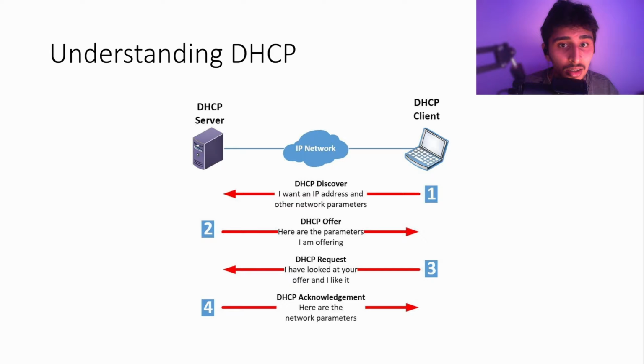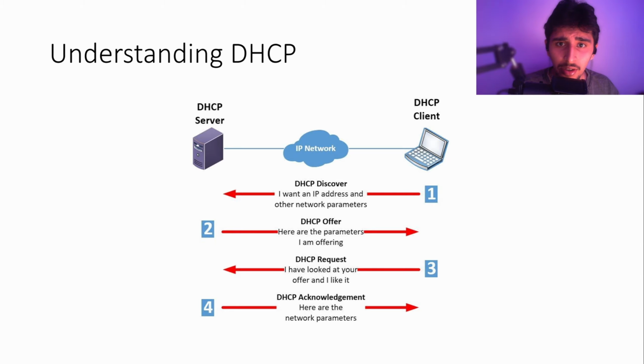As you can see in the diagram, the first step is DHCP Discover. When a device connects to a network, it sends a broadcast message asking if any DHCP server is available. The message basically says, "I need an IP address and network configuration." This request is sent across the network until it reaches the DHCP server.